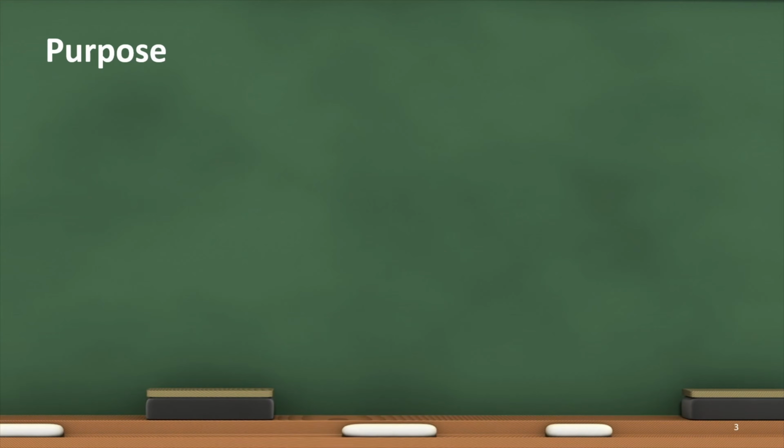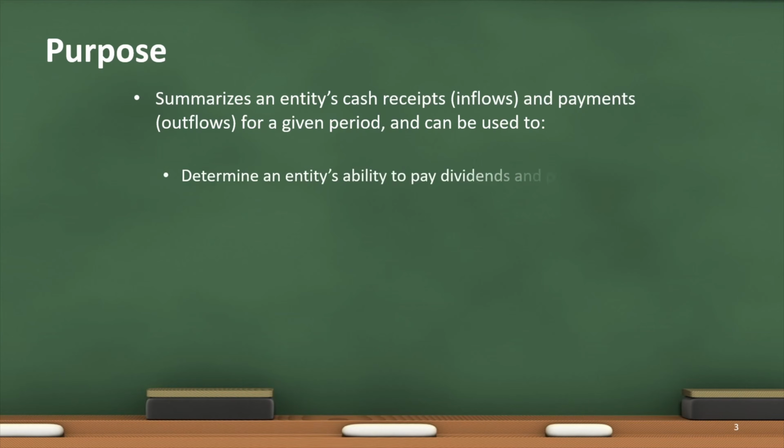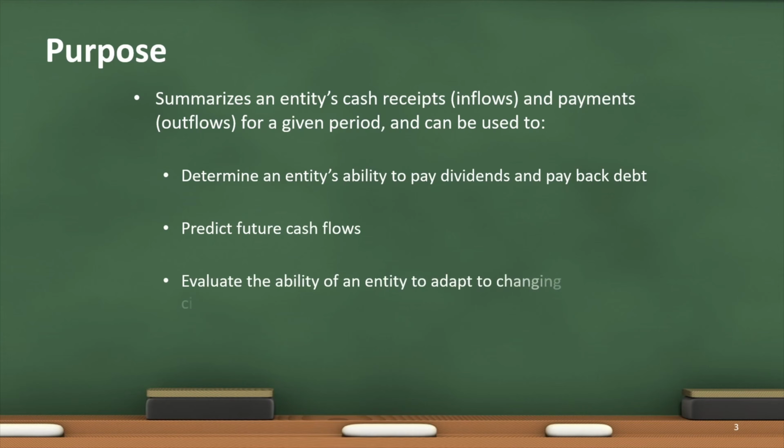Let's get started. The purpose of a cash flow statement is to summarize an entity's cash receipts or inflows and payments which are outflows for a given period. And this can be used to determine an entity's ability to pay dividends and pay back debt, to predict future cash flows, or to evaluate the ability of an entity to adapt to the changing circumstances and opportunities that are presented in the market.